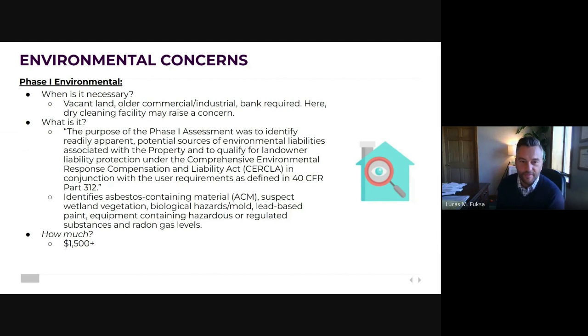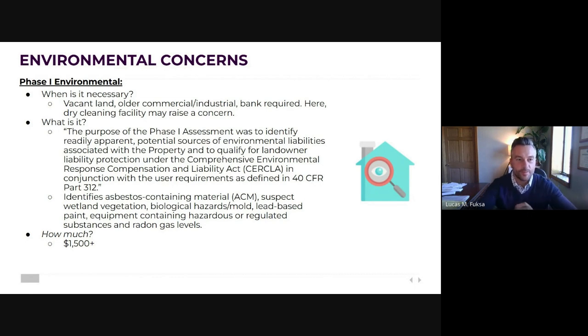Because if you don't have that, then you don't really need to go to the next step, which would be a phase two. How much does it cost? Ooh, that's probably an old number there, 1,500 plus. I think that's still possible, but adjust for inflation, we'll make it 2,000 plus. That's something a bank is always going to require.